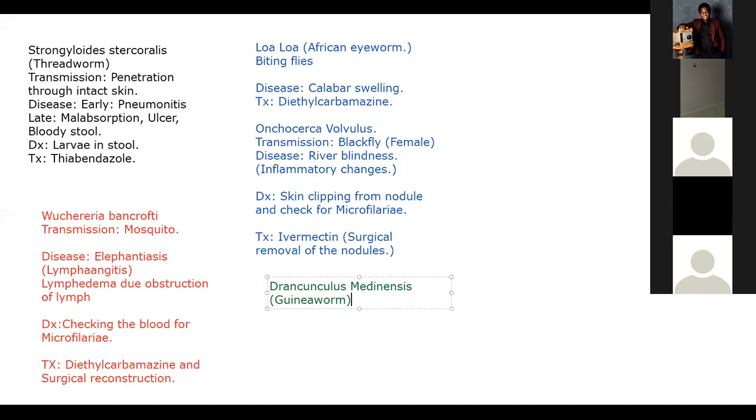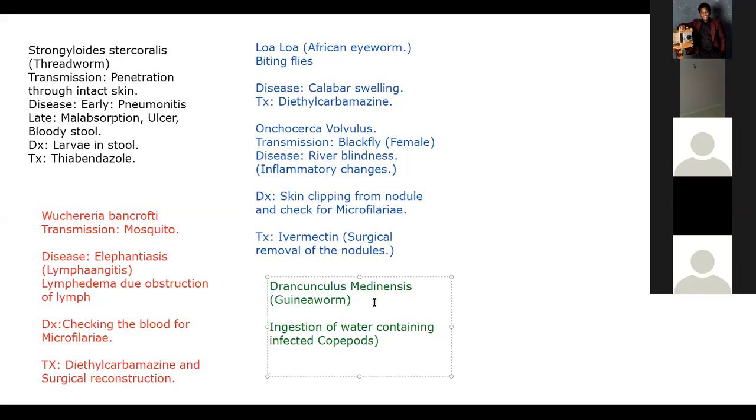So how do we get it? This is waterborne. When you drink water containing infected copepods, you are definitely prone to have it. This is common also in Nigeria. So it is gotten by ingestion of water containing infected copepods.